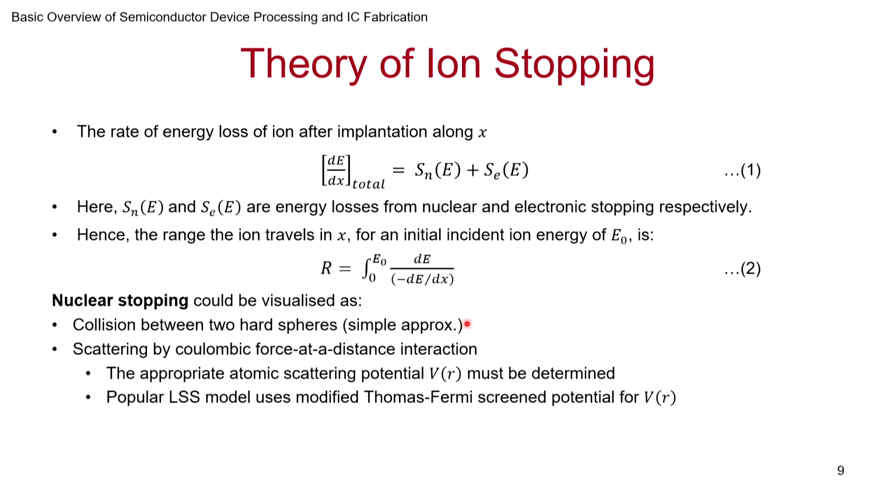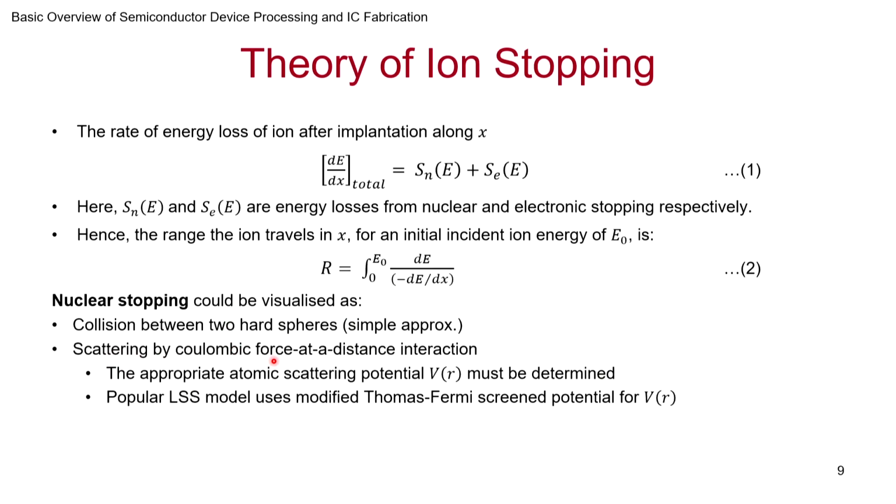So, it will be scattered, or it may be directly deviated even at some distance away, especially if it is at a slow velocity. Even far away from the atom, it may end up getting deflected by the nucleus in the atom. So, it is better to look at scattering by Coulombic force and at a distance interaction. It need not just always come right to that point.